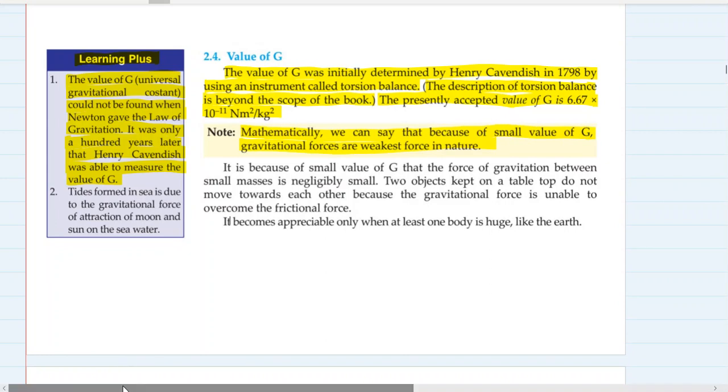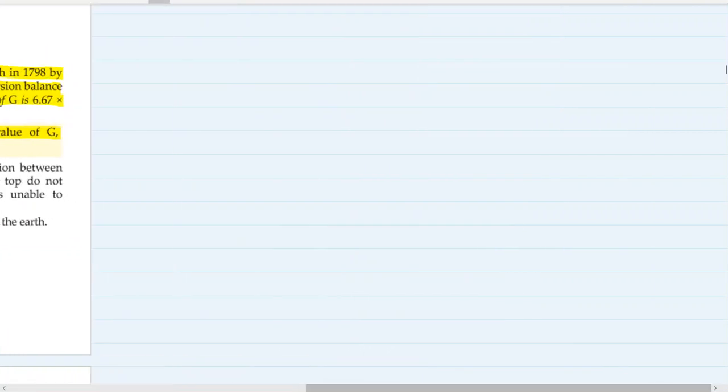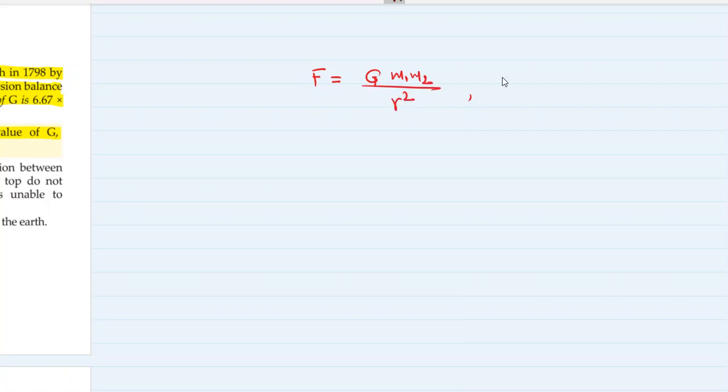Now let me at least give you the idea about how this value of g comes into existence. We know that the gravitational force between two bodies of mass m1 and m2 is G m1 m2 upon r square. Now what did we take? We took m1 and m2 as 1 kg, and we took r as 1 meter. It is found that F becomes equal to G in this case, because m1, m2 and r all become unity.